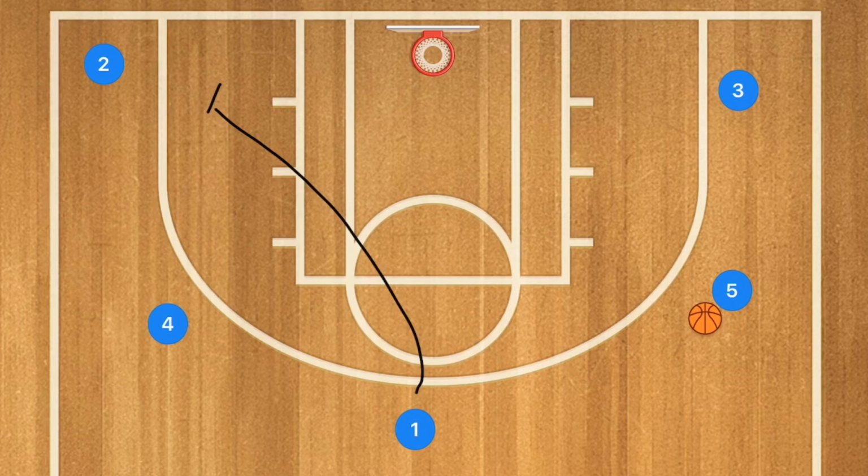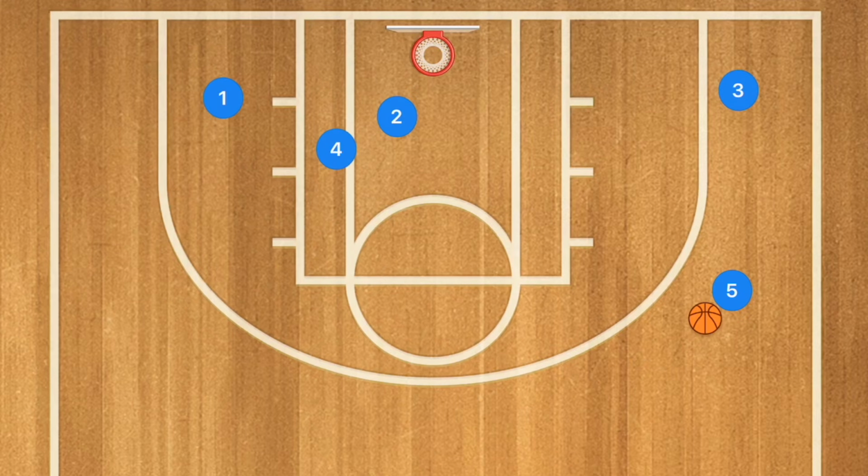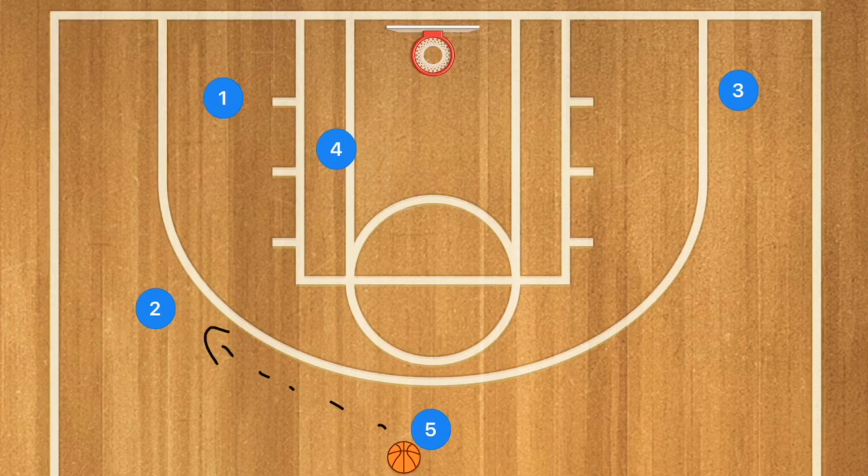Once player 1 sets that screen and player 2 uses that screen, player 5 at this time is going to dribble up towards the point, and player 4 now is going to be setting that pin down screen. What we're trying to basically account for here is for now player 2 to be popping off of that pin down screen, that secondary pin down, where now he may be open for a 3-point shot.